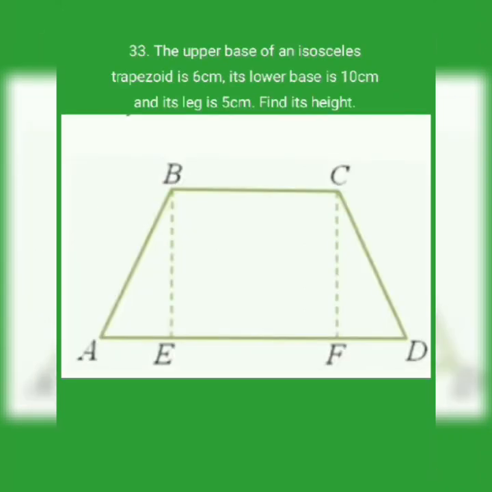The upper base of an isosceles trapezoid is 6 centimeters. Its lower base is 10 centimeters and its leg is 5 centimeters. Find its height.